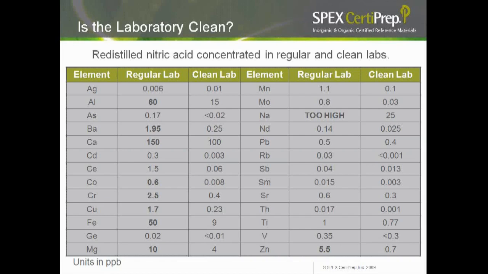However, in this context, clean lab is one that is constructed with high quality special materials, has special air handling systems. I'll be explaining about this in a bit. But as you can see, the contamination from aluminum, calcium, iron, sodium, and zinc from regular lab are much higher than from clean lab.